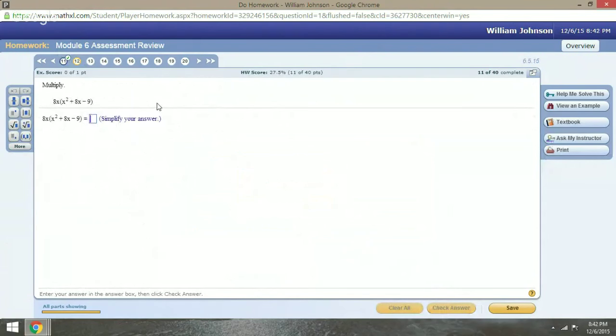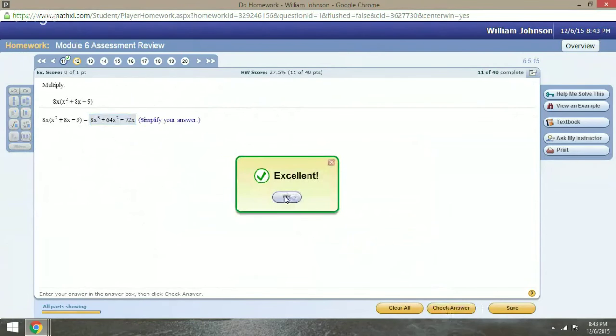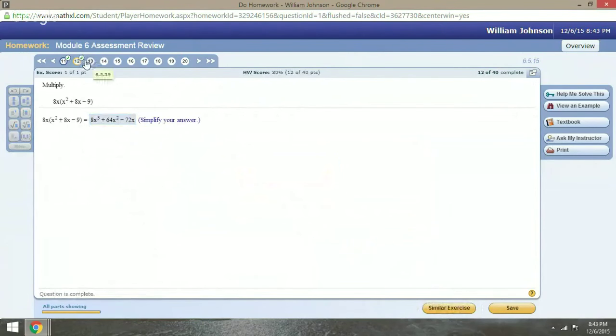Okay, now multiplying this one should be relatively quick. All you need to do is multiply 8x into the formula. So this one will be literally 8x cubed, because again, you're adding the exponents, plus 64x squared, minus 72x. There you go. I'm just waiting to get to the ones that I'm specifically having solutions for, the shortcuts.